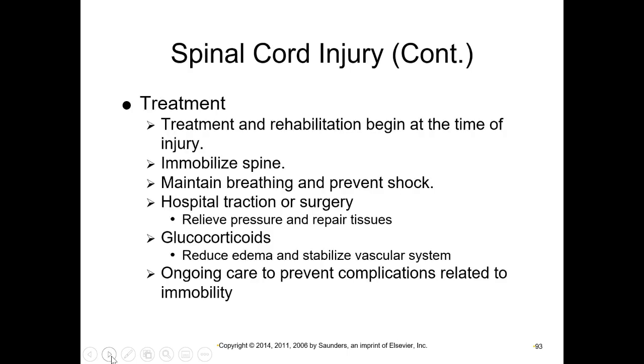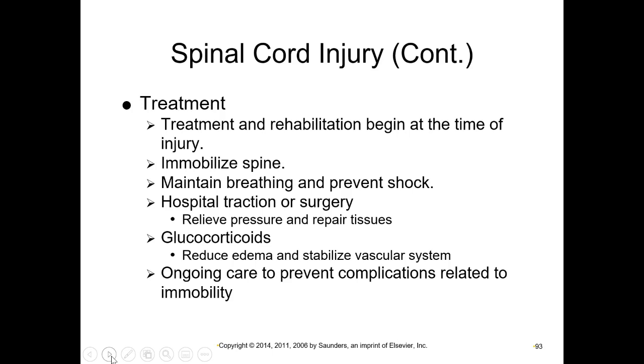What is the treatment? Treatment and rehab begin at the time of injury. Start immediately. Immobilize the spine. You've seen the backboards and neck braces that EMTs and paramedics use. Maintain breathing. Prevent shock. There may be traction in the hospital. There may be surgery to repair the tissues, relieve pressure, and to stabilize the spine and prevent further damage.